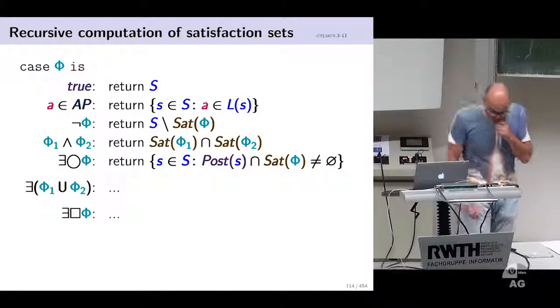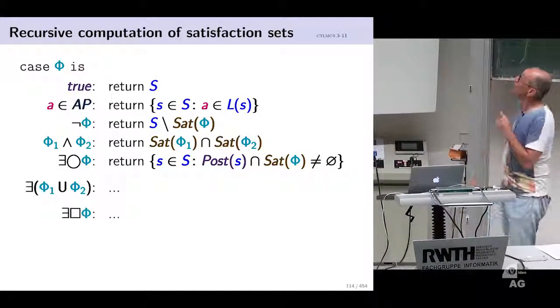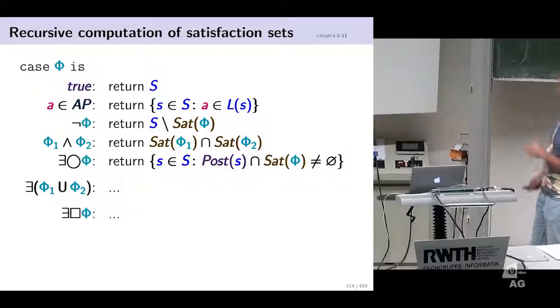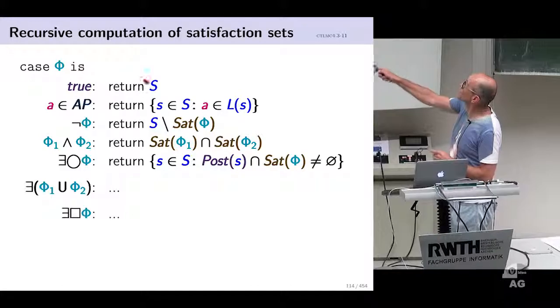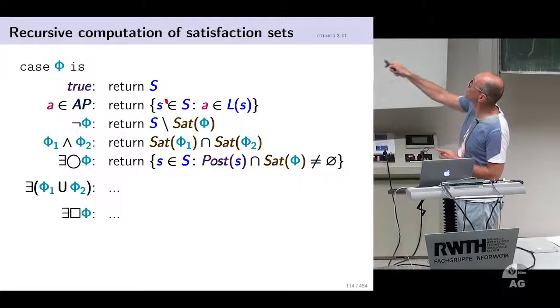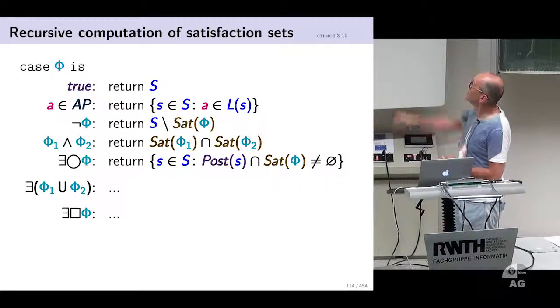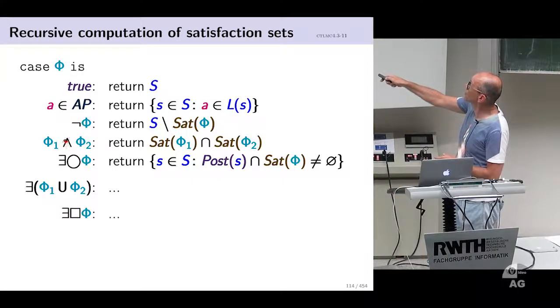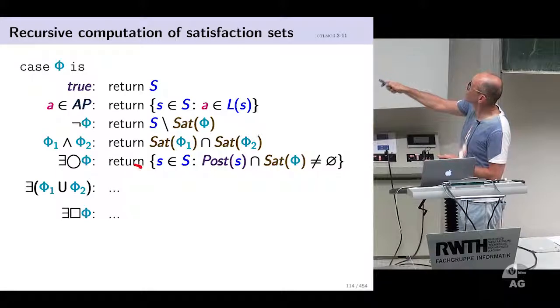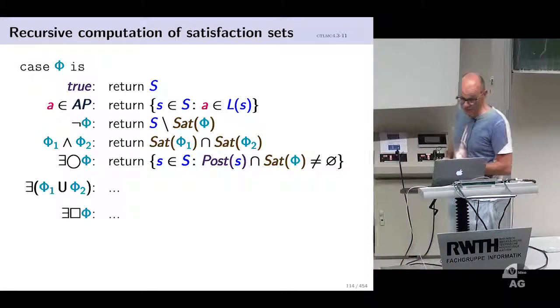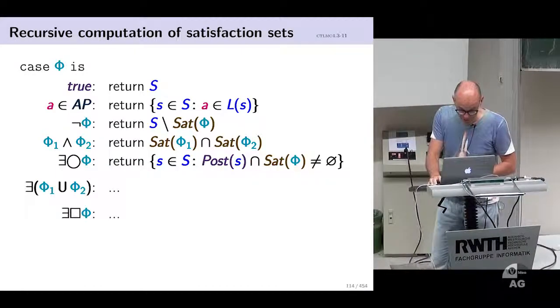Good. So the algorithm looks as follows. We have this recursive computation of the satisfaction set. For true, we just return S. For A, we just return all the states labeled with A. For negation, we take the complement. For conjunction, we take the intersection. And for existential next, you return the set of states that have at least one successor into the satisfaction set.